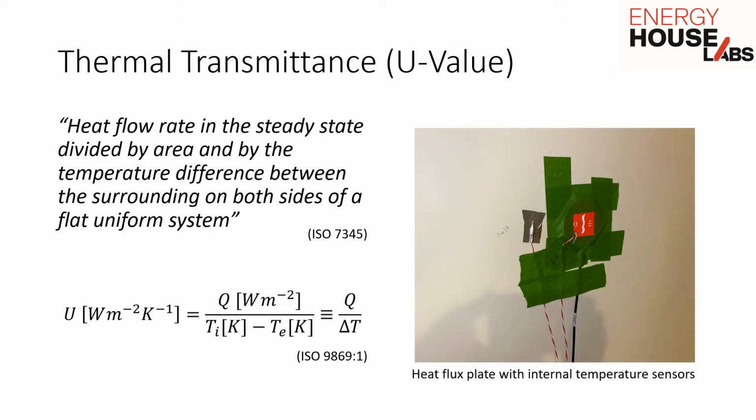So, what is a U value? ISO 7345 defines a U value as the heat flow rate in steady state divided by area and by the temperature difference between the surroundings on both sides of a flat, uniform system. It can be thought of as an energy efficiency rating for a building element, with a lower U value being more energy efficient. As can be seen on the right, the U value is typically measured using a heat flux plate to obtain the heat flux, Q, and divided by the internal to external temperature difference, measured using temperature sensors.